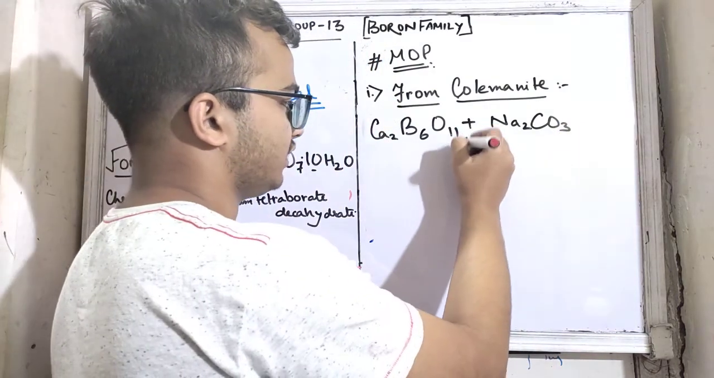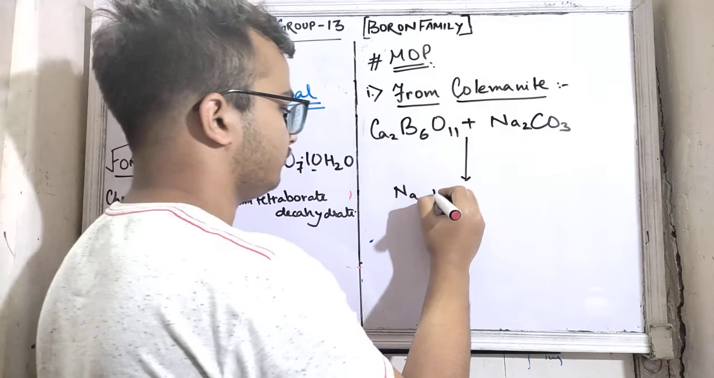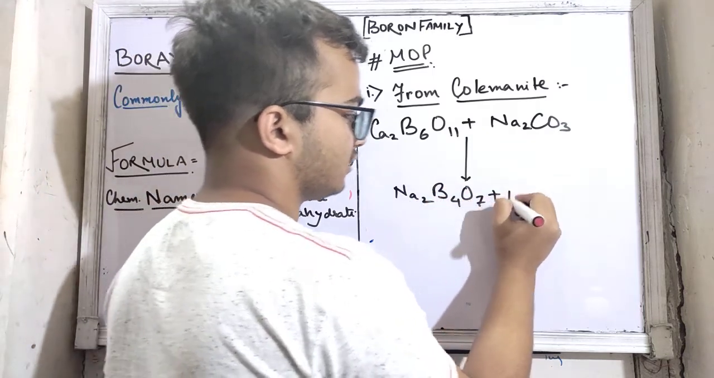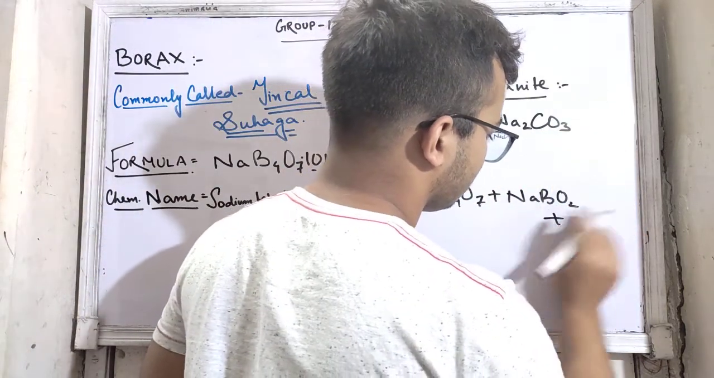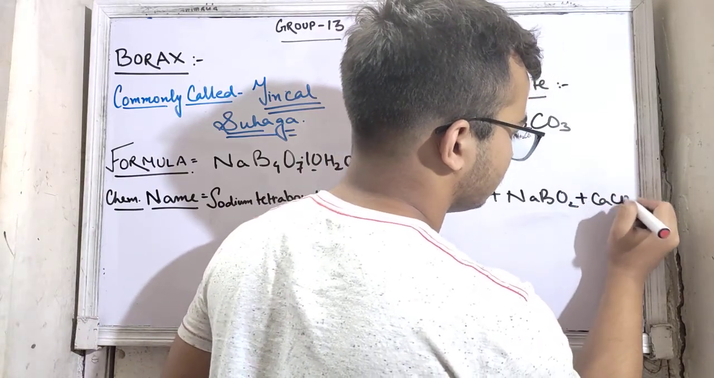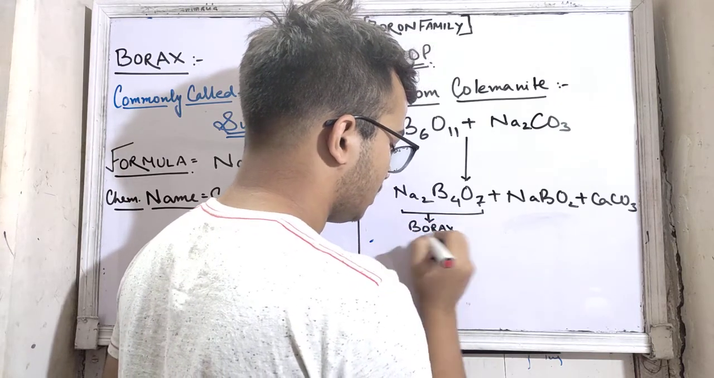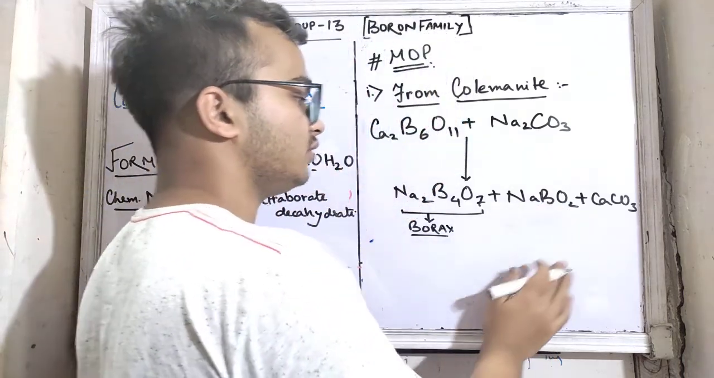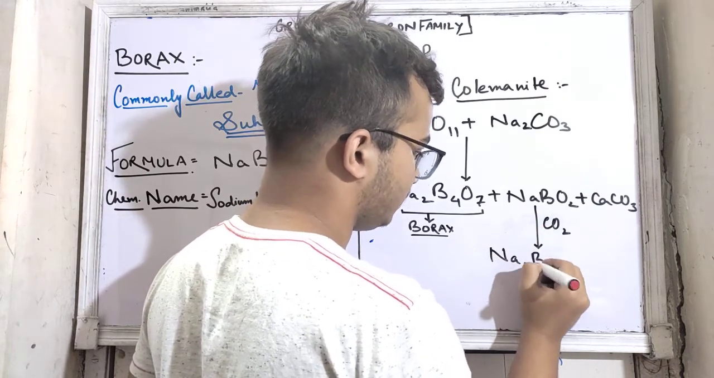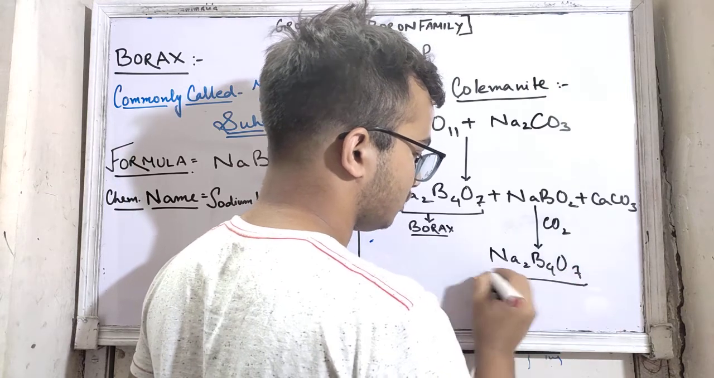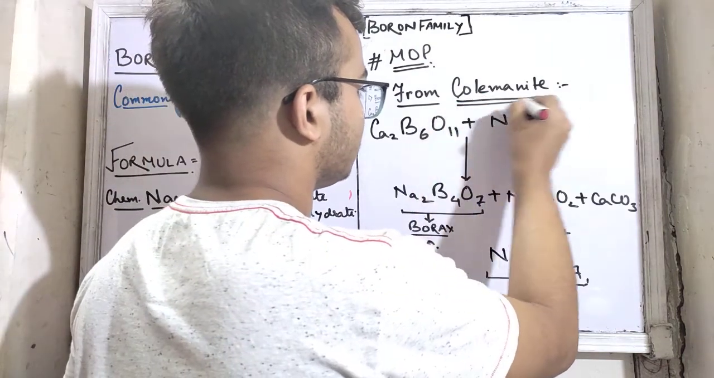Now when you do it, what you get here is Na2B4O7 plus NaBO2, and this Ca and this CO3 will form CaCO3. This is your borax. Now again, when you treat this NaBO2 with CO2, you get Na2B4O7, which is also borax. So this is the method of preparation from colemanite.